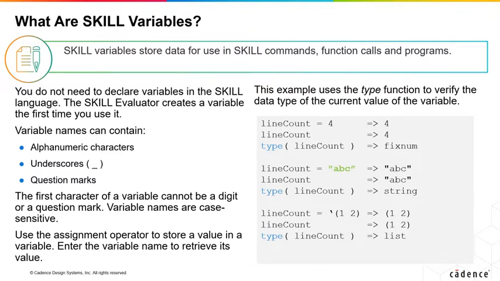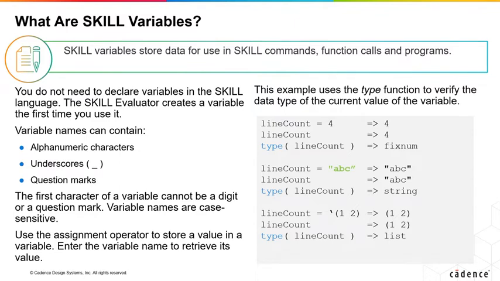When we want to store a value in a variable, we use the assignment operator, which is the equal sign. And then if we want to retrieve the value of a particular variable, we simply enter the variable name and it will return to us the value. Here we're going to do some assignments and retrievals and then use the type function to check the type of data that is stored in the variable. First of all, we have line count equals 4, and you can see 4 is assigned the value. We then enter line count to see the value returned, and if we execute the type function passing in line count, we see it is in fact a fixed number.